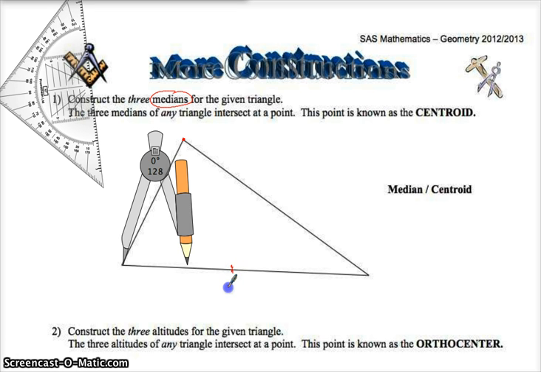So that means we have to construct something that goes through the midpoint of this side right here. And then we're going to construct a median from this vertex to this midpoint, and from this vertex to this midpoint. You can kind of eyeball it, but that doesn't help. You still need to do the actual construction. So the question is, how do we find the midpoint?